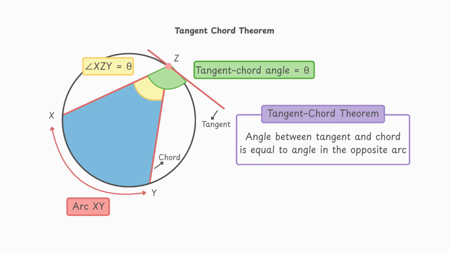Now let's summarize the key idea clearly. If you see a tangent touching a circle and a chord meeting at that same point, look for an angle inside the circle that stands on the same arc. Those two angles will always be equal. So remember this rule carefully. Angle between a tangent and a chord equals the angle in the opposite arc. This is called the tangent chord theorem, and it will help you solve many circle problems step by step.